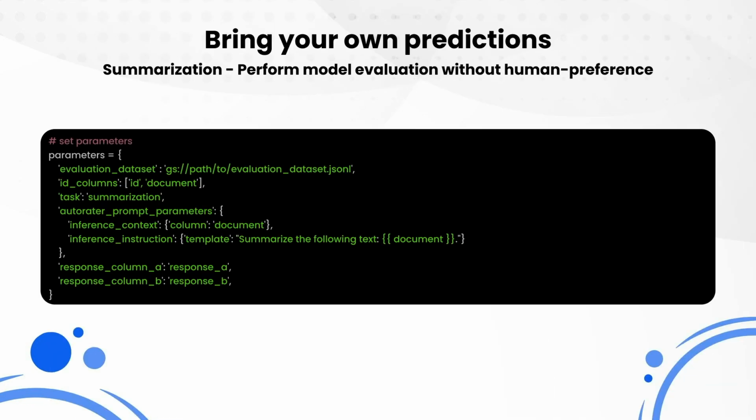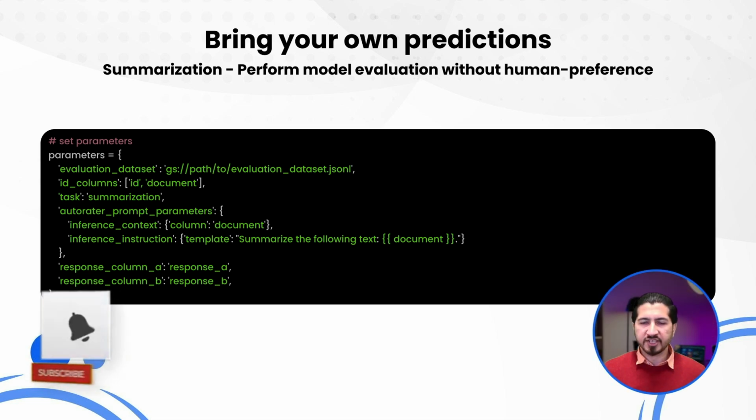Next, we must set parameters for performing the model evaluation. For example, in a model evaluation without human preference, the parameters might specify the evaluation dataset, columns to use, the task, for example, summarization or question answering, and autorater prompt parameters like the inference context and instructions. We must also provide the columns containing predefined predictions to calculate the evaluation metric.